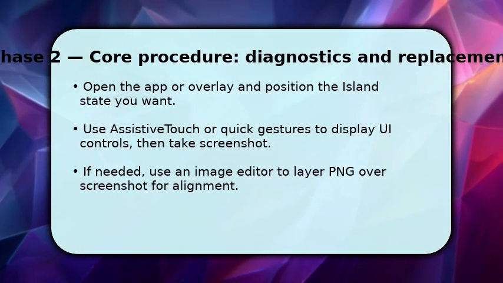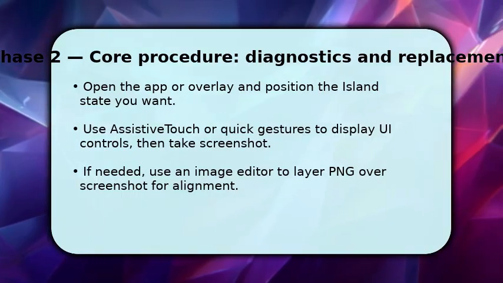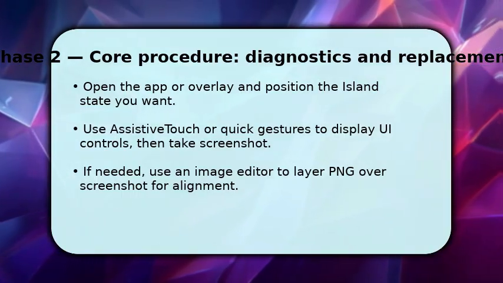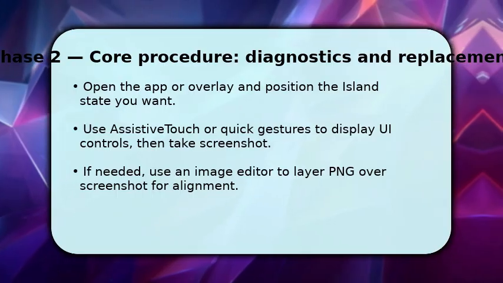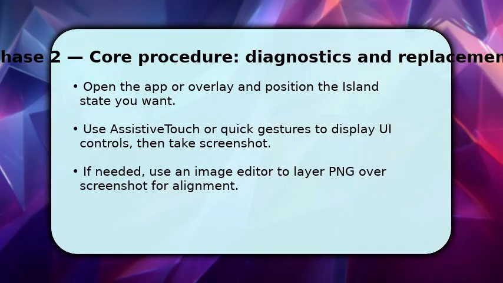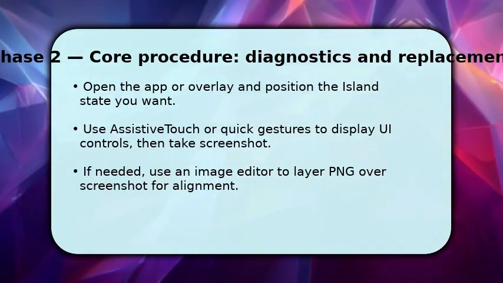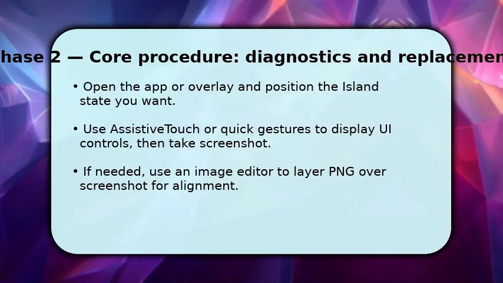You now create the composite image by layering the island over your screenshot. First, open the simulator app or overlay in Photos and set the island to the exact animation or static state you want. Then, bring your target app to the foreground, use assistive touch or a timed screenshot to capture the screen without hiding the island overlay.